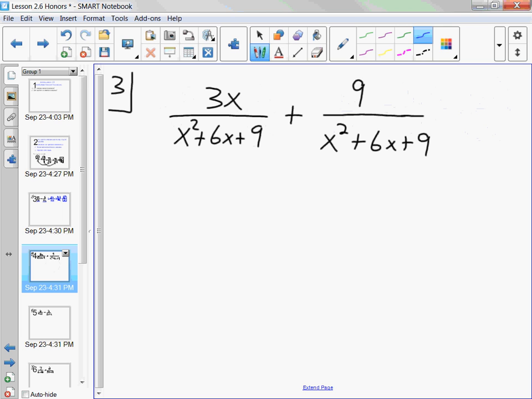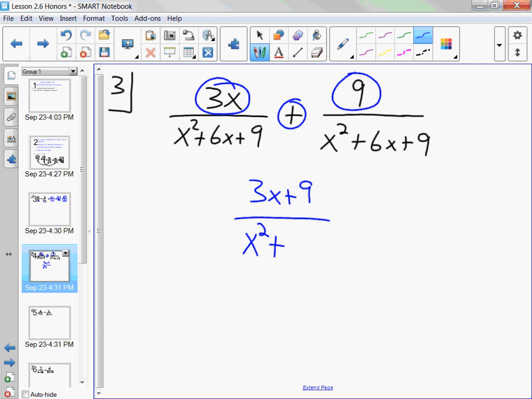Okay, here's problem number 3. You can see that problem number 3 has the same common denominator again, x squared plus 6x plus 9. So all we have to do is add the two numerators. 3x plus 9 equals 3x plus 9. All over the common denominator, x squared plus 6x plus 9.